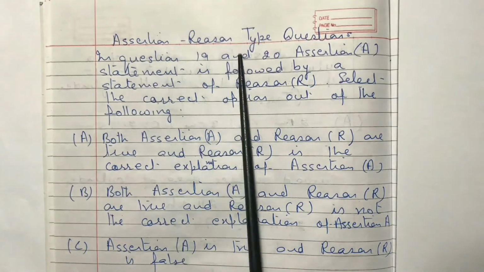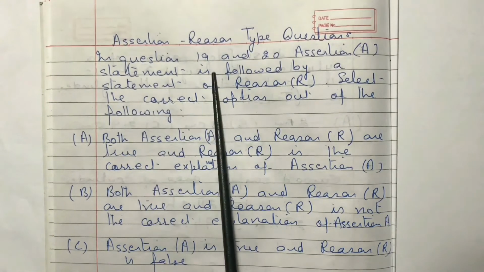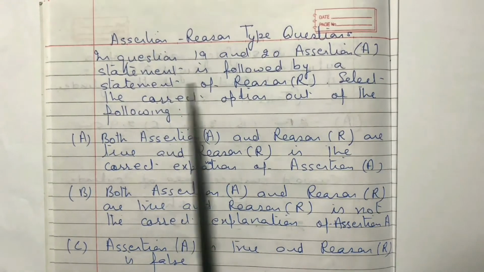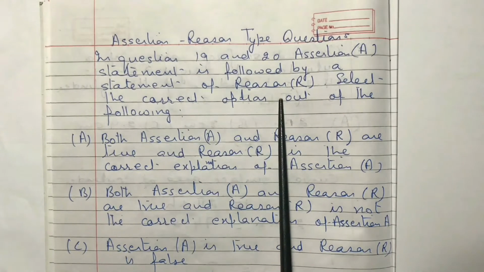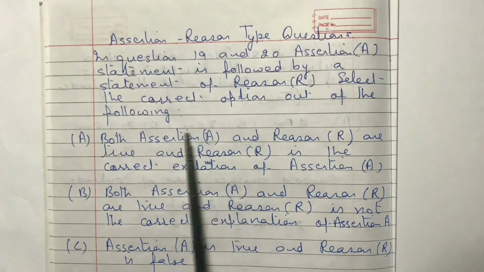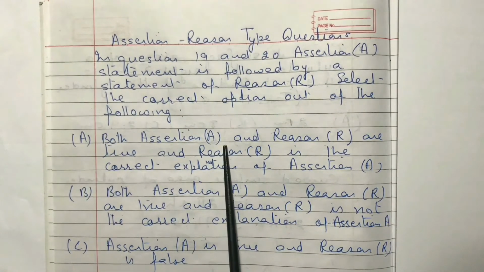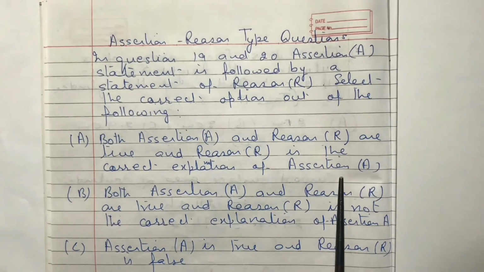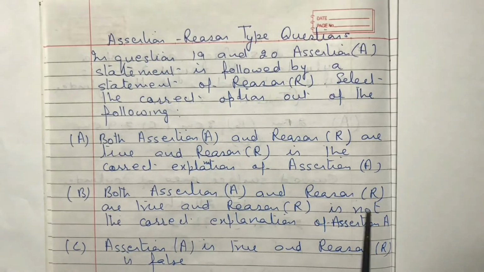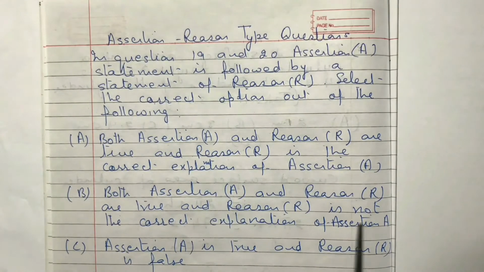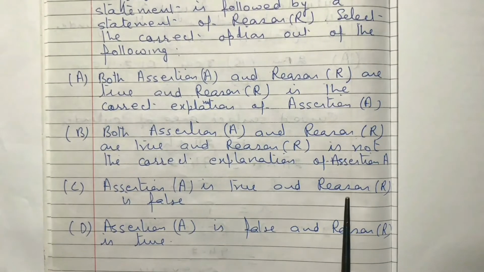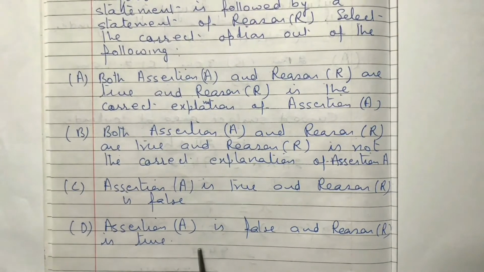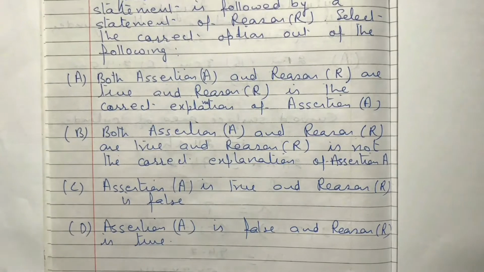Now assertion reason type questions. In question 19 and 20, assertion A statement is followed by a statement of reason. Select the correct option out of the following. A. Both assertion A and reason R are true and reason R is the correct explanation of assertion A. B. Both assertion A and reason R are true and reason R is not the correct explanation of assertion A. C. Assertion A is true and reason R is false. D. Assertion A is false and reason R is true.